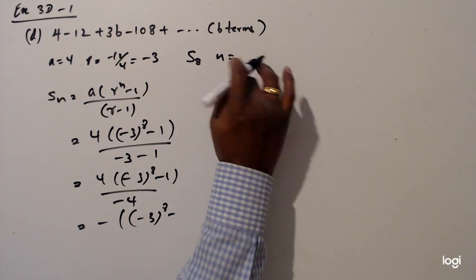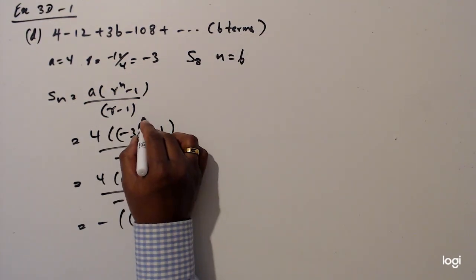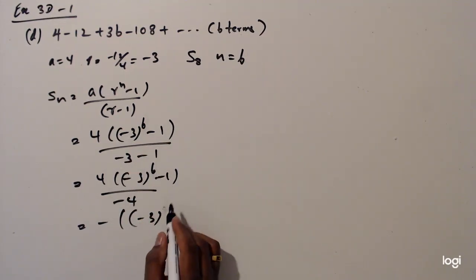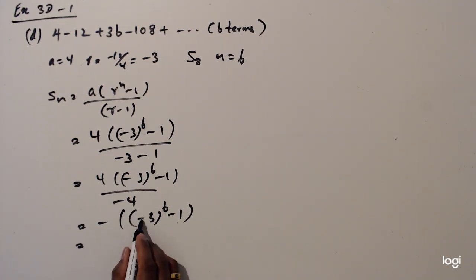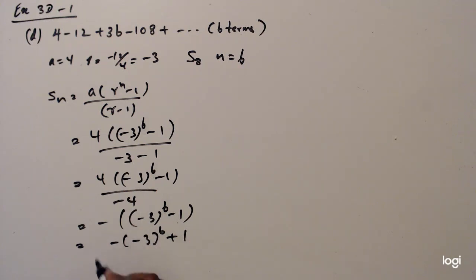Sorry, this is 6 terms we need, so (minus 3) to the power 6 minus 1. Because the power is 6, this value is positive, and because of the minus sign, the bigger value is going to be negative, plus 1 is still a negative value. When you work out, you will get minus 728.